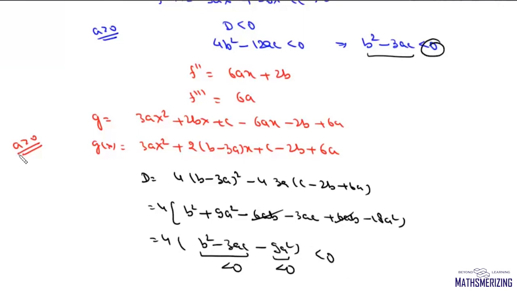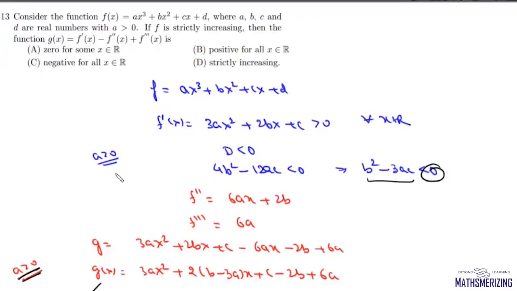So for g x also, a is positive and D is negative. So that means g x is always positive. So this g x will be always positive. So the answer to this question will be, this g x will be positive for all x belongs to R, and that's your option B.